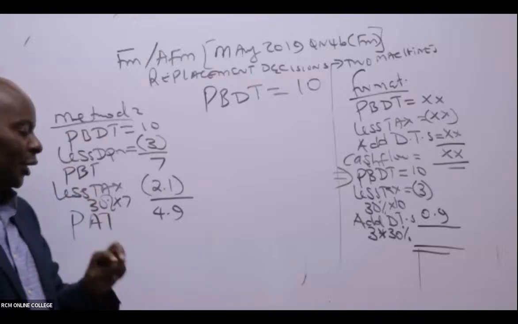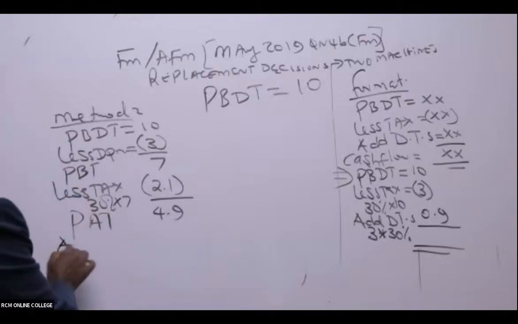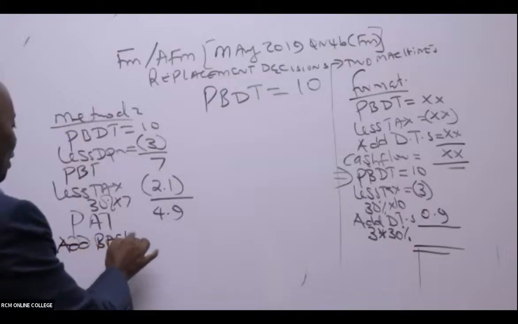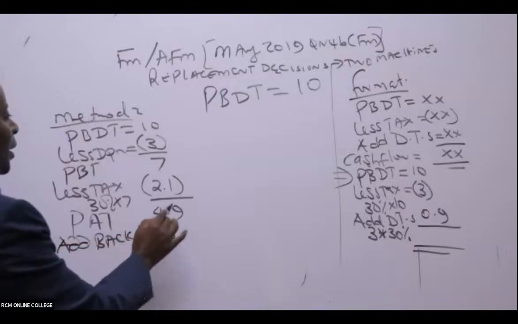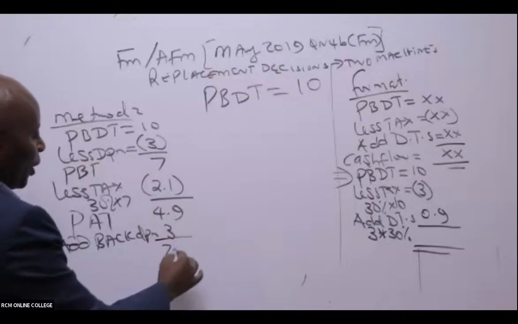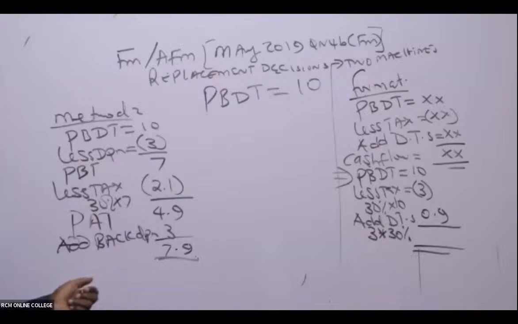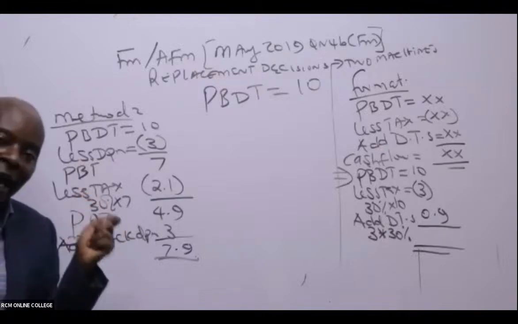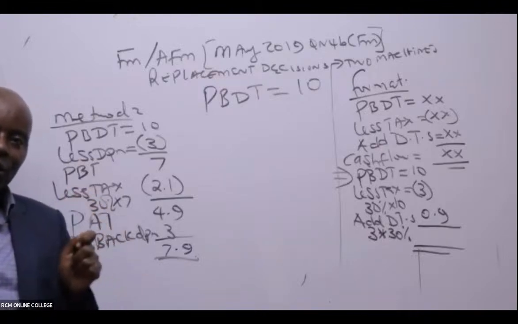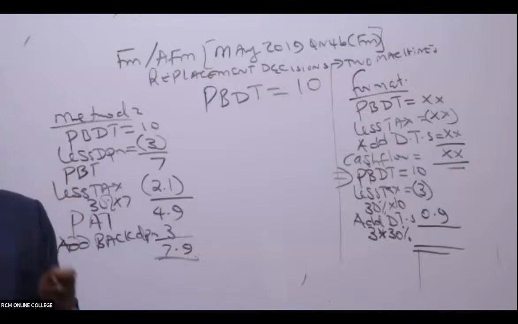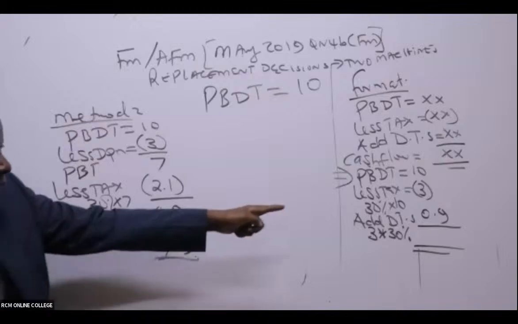We add back depreciation the way it is, which is 3. By doing that, we are able to get 7.9. Remember here, we add back depreciation the way it is, not depreciation tax shield, but depreciation. You get the 7.9, which is the figure we got there.